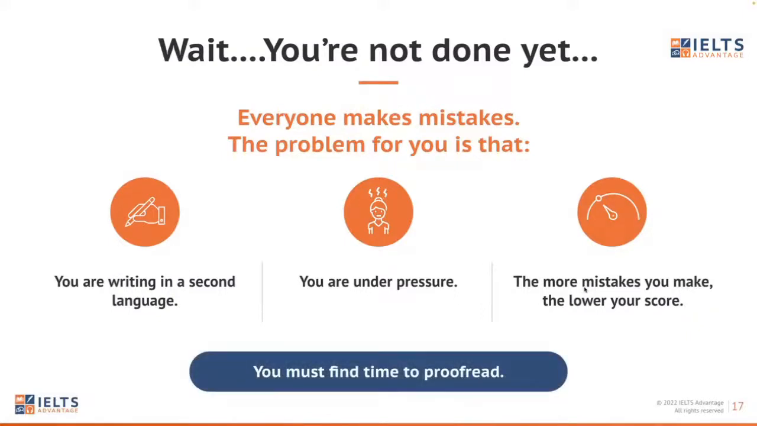So you must find time to proofread. You will not get a band 7, 8, or 9 if you are not able to spend at least 5 minutes at the end proofreading and checking and correcting your essays. You will get there. You might not think that that's possible just yet. You will get there if you follow our system.